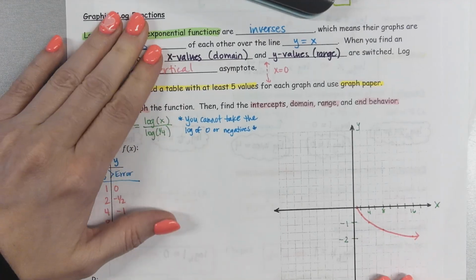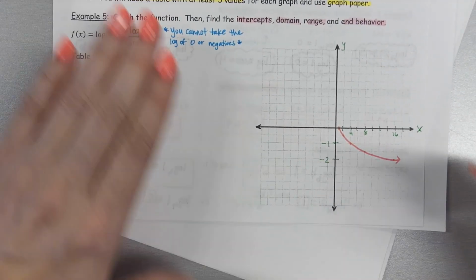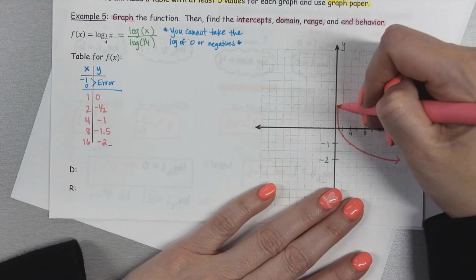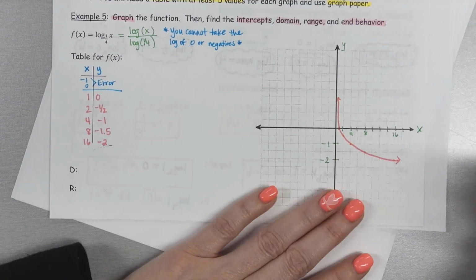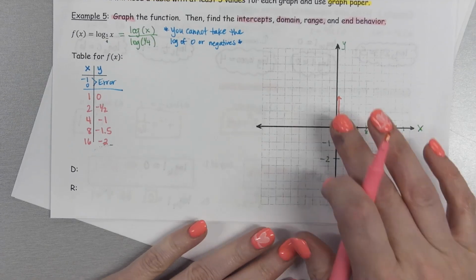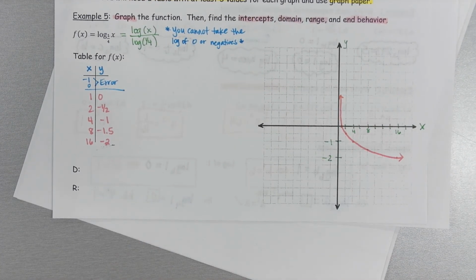Okay, and then remember, this does not stop here. It's going to keep getting closer and closer to 0. So you just need to extend this with an arrow. So if you don't have that, please go ahead and add that on there.